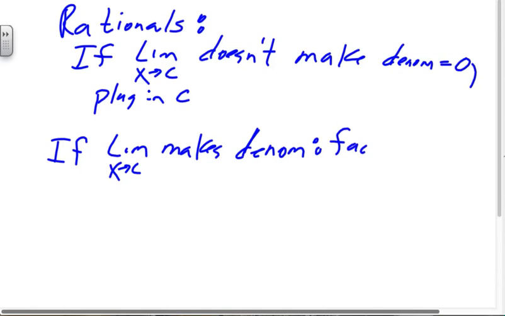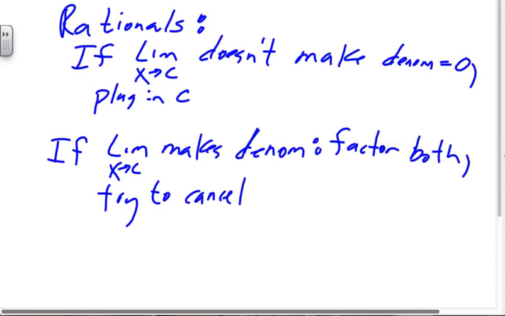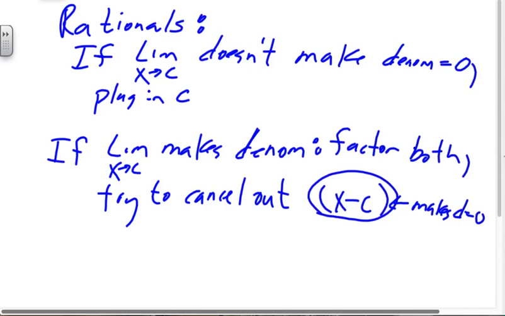Factor both, in other words, numerator and denominator, and try to cancel out that term right there, which is what makes the denominator equal to 0. So you want to try to get this term in the numerator also, so you can factor it out, and then you take your limit as you would with a polynomial.